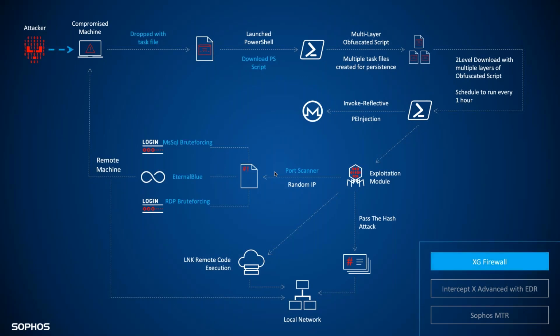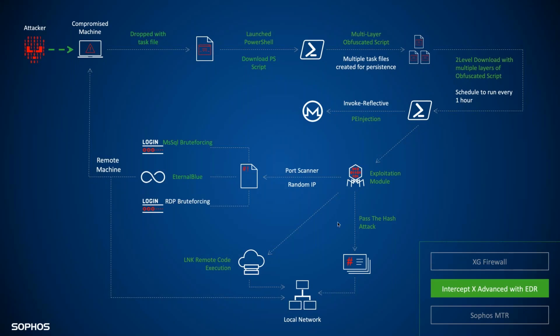And the idea here is that we're showing the bits where the XG firewall can have its visibility, can have its impact. It can interrupt these components of the attack and prevent it from succeeding. And then moving on, we've got where Intercept X and EDR have greater visibility, with more layers that could potentially interrupt this attack. And then of course, we've got Sophos MTR as well, having even more visibility and more protection involved.